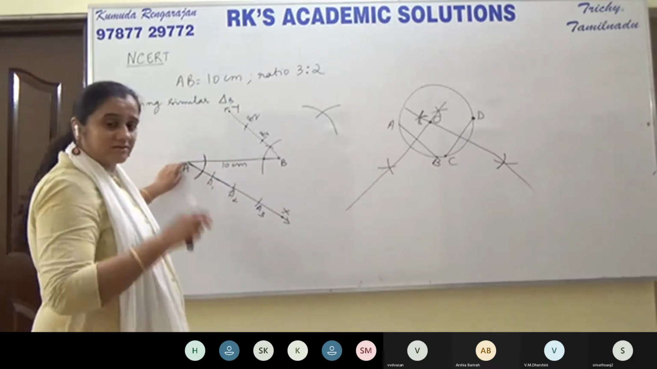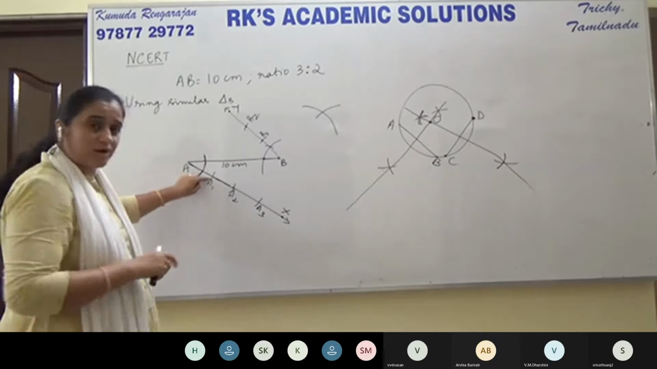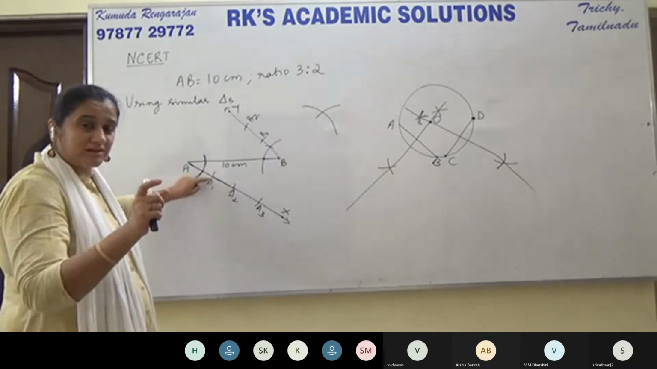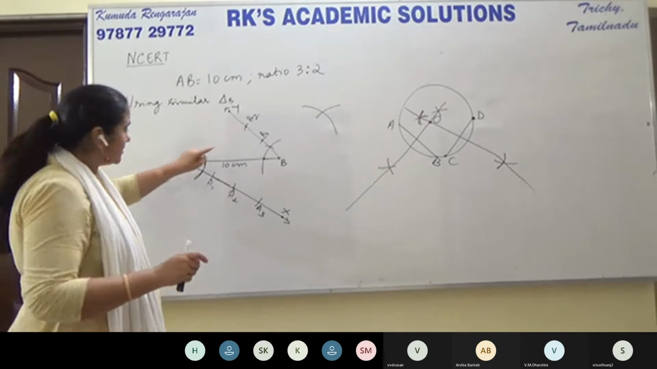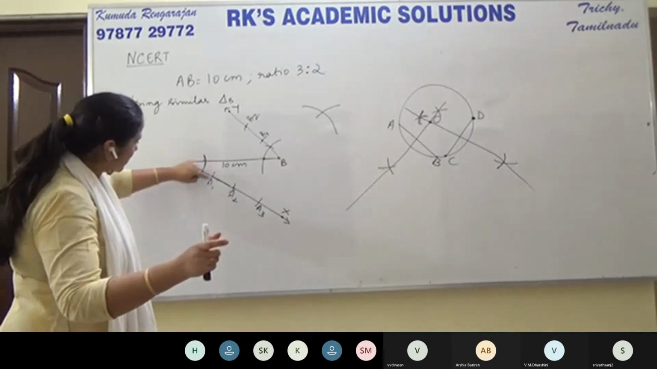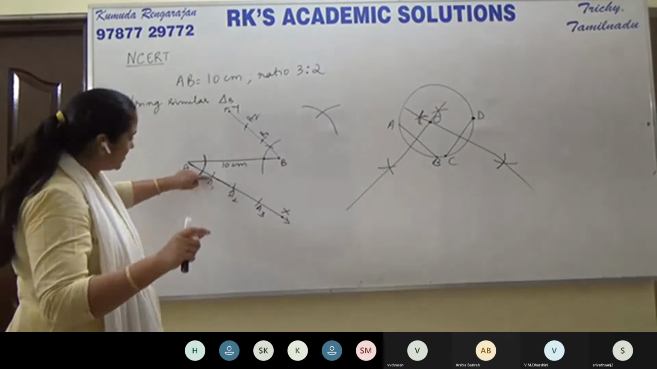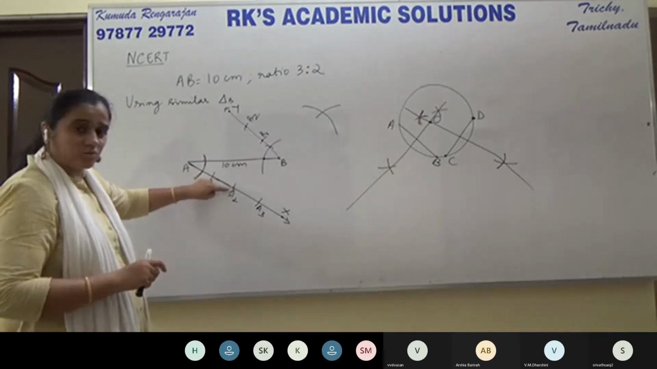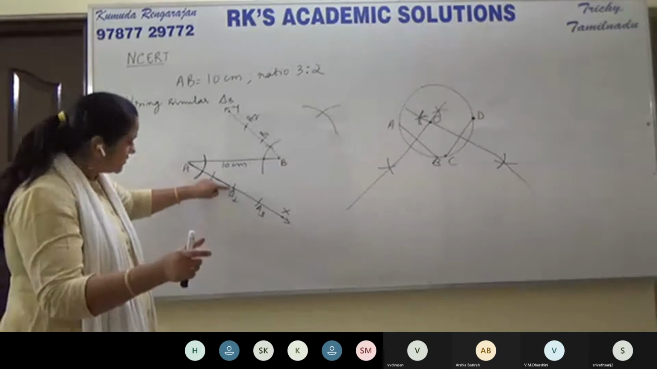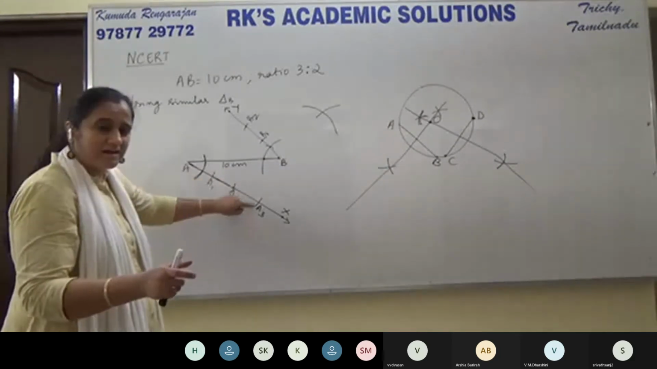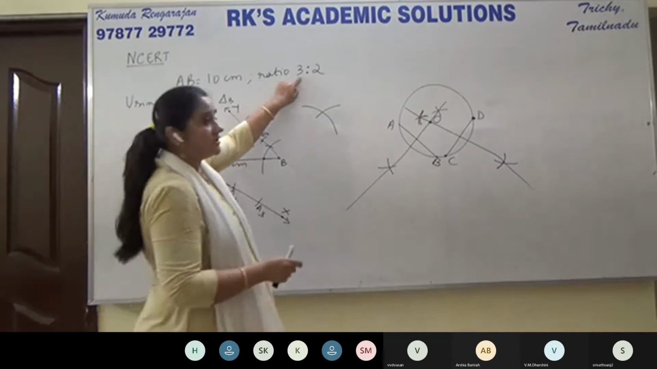With A as center and any radius, draw an arc. That's the point A1. Don't disturb the radius. You should use the same radius for all these 5 arcs. Now with A1 as center, same radius, draw an arc, that's A2. With A2 as center, same radius, draw an arc on AX at A3. So 3 arcs here for this 3.